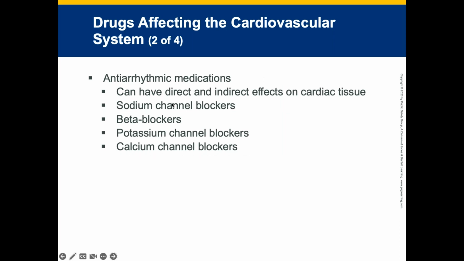Antiarrhythmic medications can have a direct and indirect effect on cardiac tissue. A common one that we're going to come in contact with is a calcium channel blocker called diltiazem. So a lot of patients take diltiazem at home to treat atrial fibrillation. Other ones would be classified by the mode of action, like a sodium channel blocker, which slows conduction through the heart through a negative dromotropic effect.